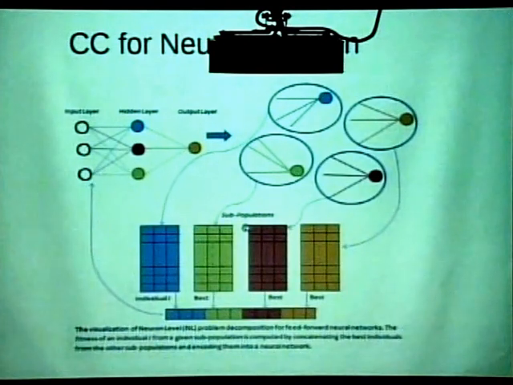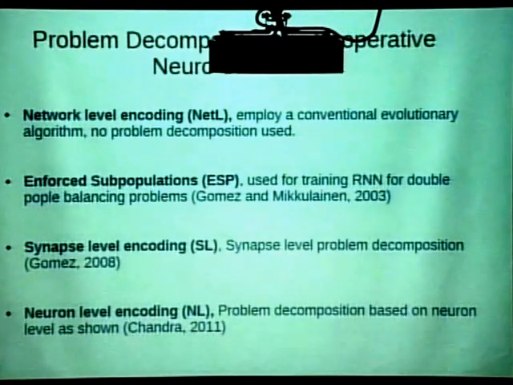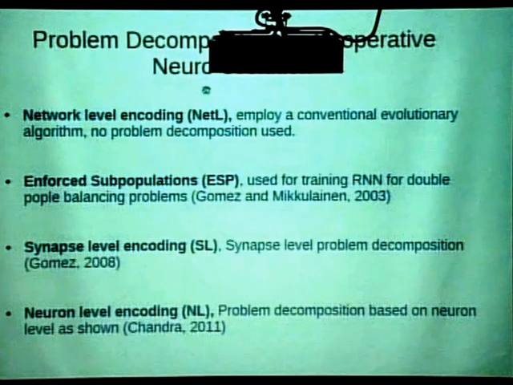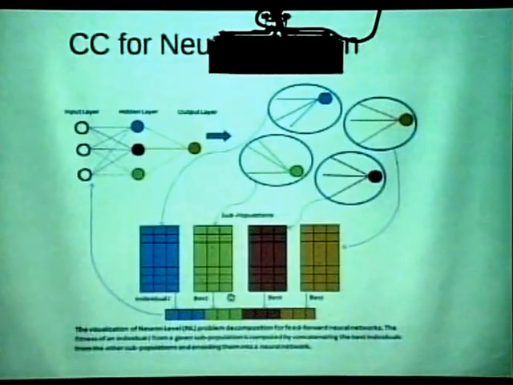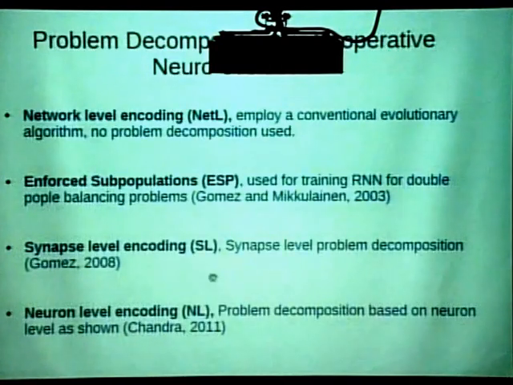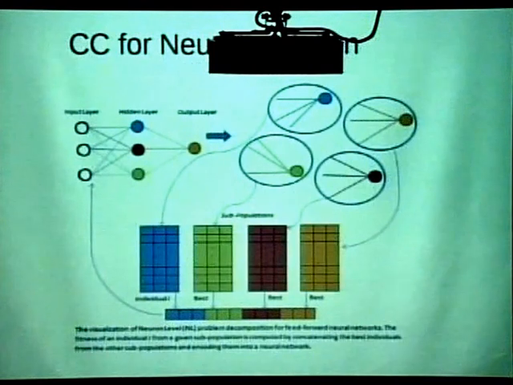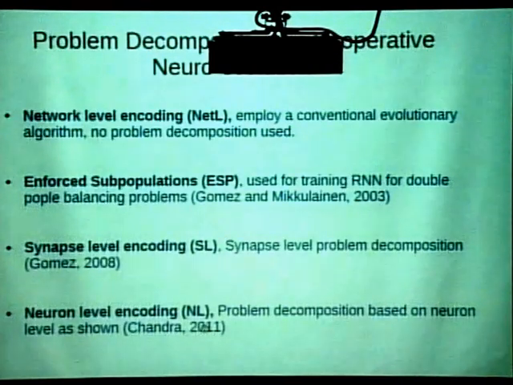And there are also decomposition strategies where for each synapse there is a separate subpopulation. So there are a few different ways of encoding or breaking down the neural network architecture. During my PhD, I developed one of them, which is very simple but very effective when you compare it to the other methods. It's neural level encoding, or neuron level problem decomposition, as shown there. It was published in the Neurocomputing Journal in 2001.